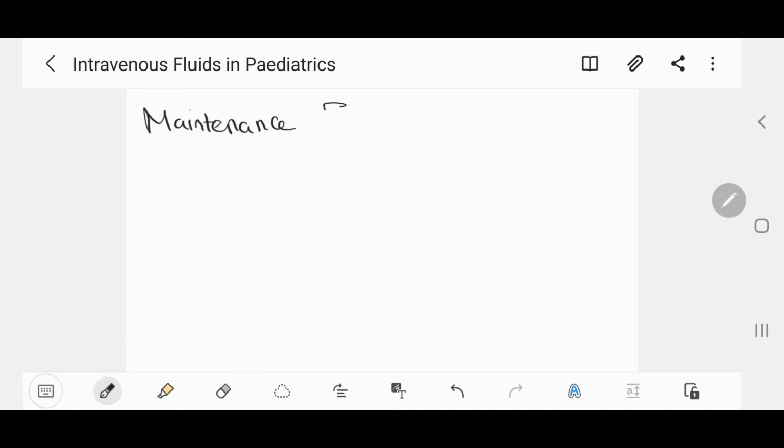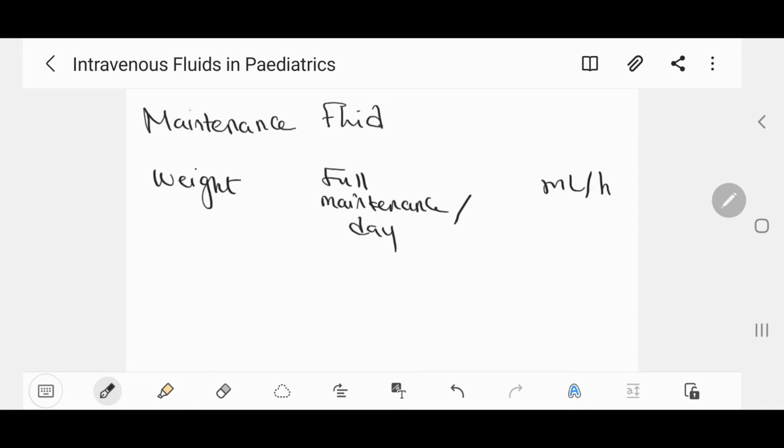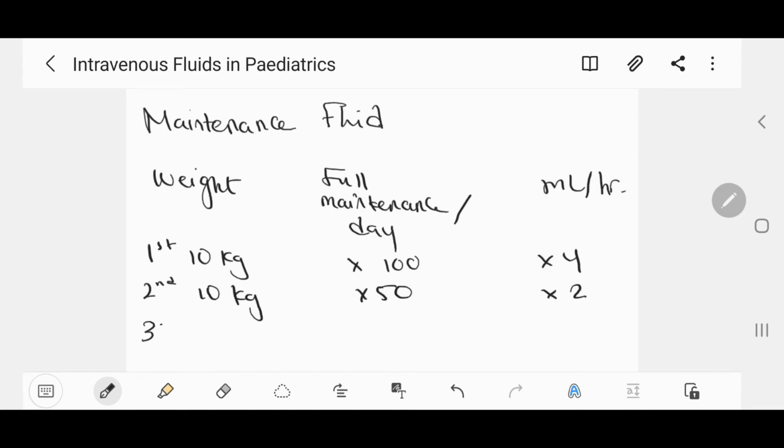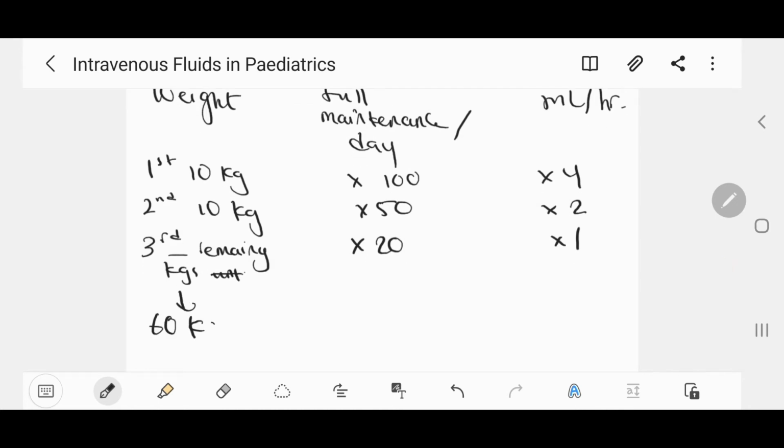So maintenance fluid. How do we calculate it? It depends on the weight. There are two ways we can calculate full maintenance per day, or we can calculate it per hour. The first 10 kilograms in a child's weight will be multiplied by 100 for full day maintenance and by 4 for per hour. The second 10 would be by 50 and by 2 for the per hour. And the third, or the remaining kilograms, would be multiplied by 20 for the full day maintenance and by 1 for the per hour maintenance.